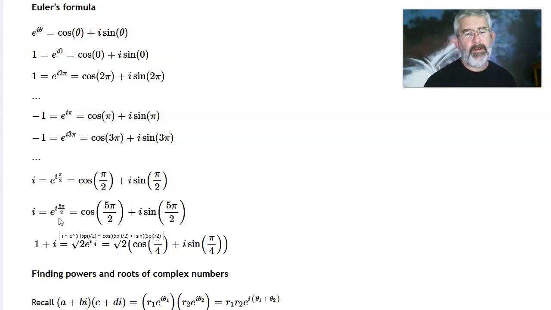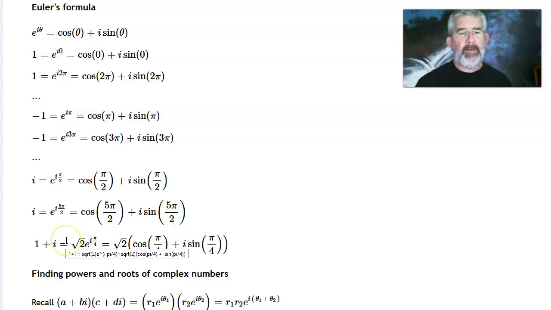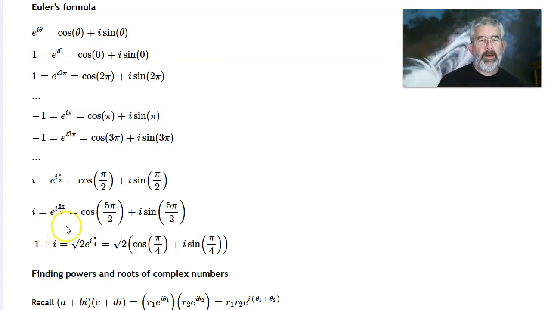And so e to the i 5 pi over 2 would be cos 5 pi over 2 plus i sine 5 pi over 2. Cosine 5 pi over 2 is 0, sine 5 pi over 2 is 1. So sure enough, this is equal to i, right? And we could do this with 9 pi over 2, or 13 pi over 2, or 4n plus 1 pi over 2, right? Anyway, lots of different ways that you can represent that number i.